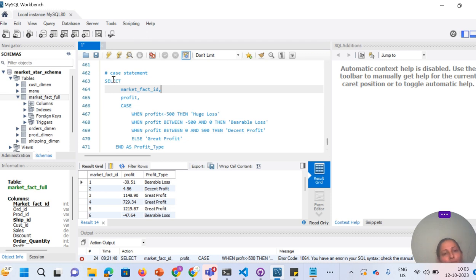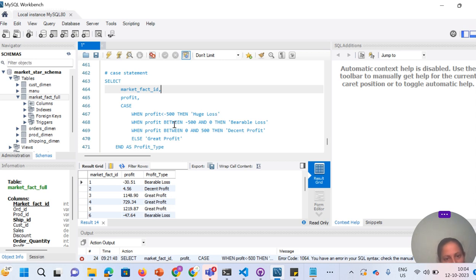See what we want to fetch. We want to fetch market fact ID and profit from a table. So SELECT market fact ID, profit. We will put CASE here, and we will write the conditions we want. WHEN profit is less than or equal to minus 500, then it's a huge loss.